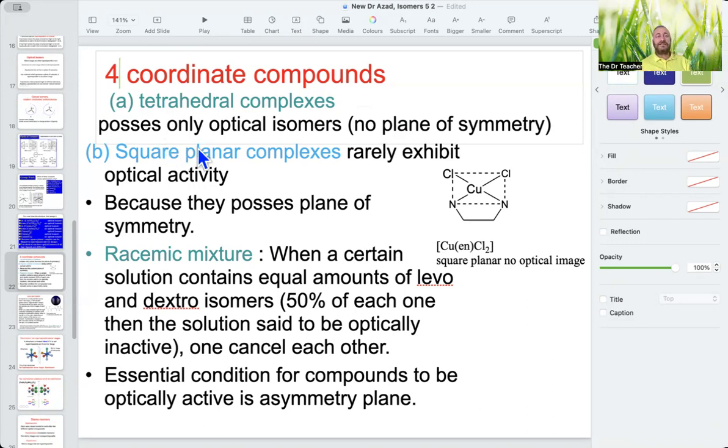Square planar complexes rarely exhibit optical activity. These are the square planar. You can see two chlorine, two nitrogen, and the copper center, square planar. So they mostly have no optical activity because they possess a plane of symmetry.